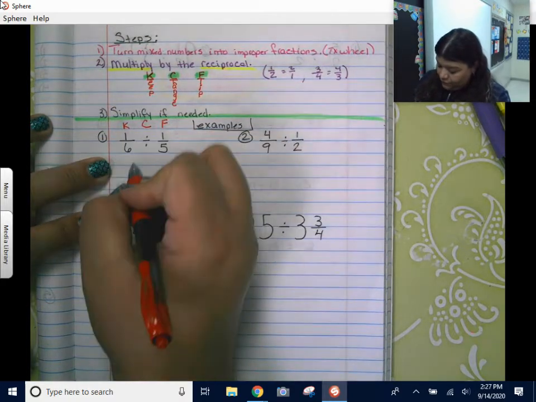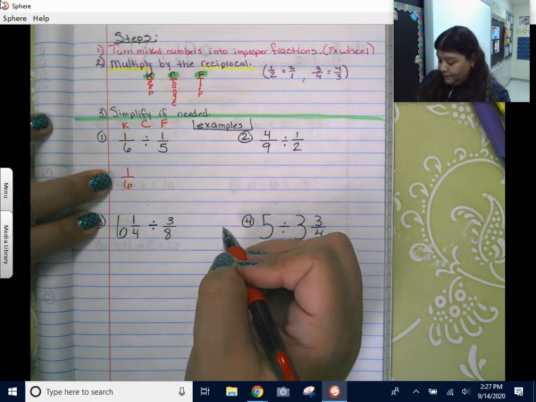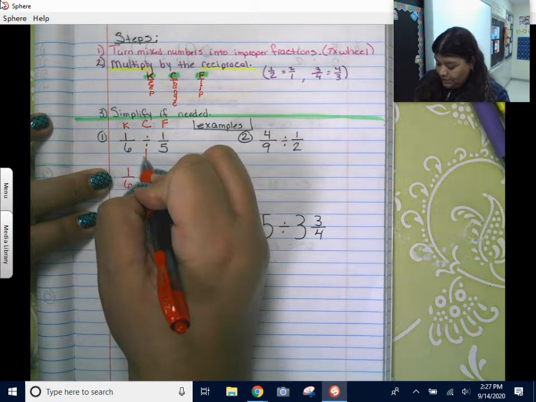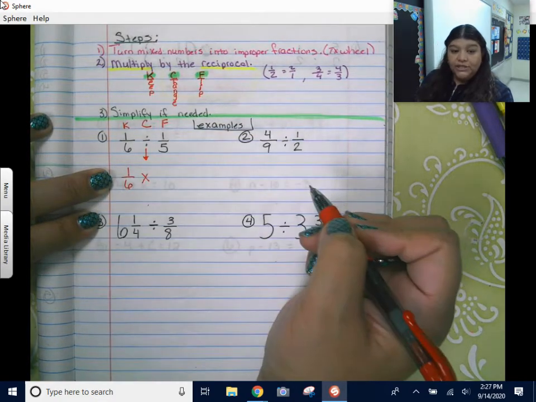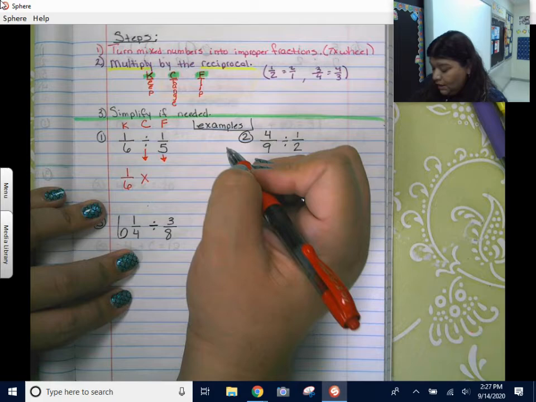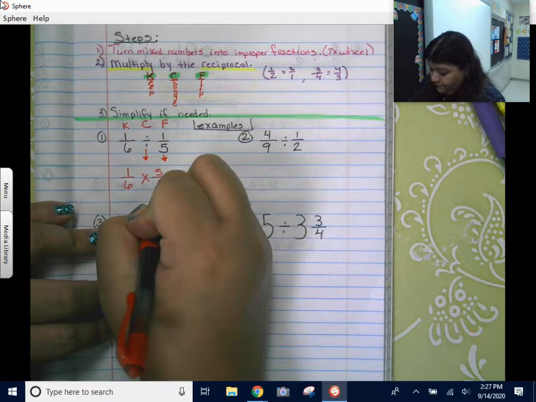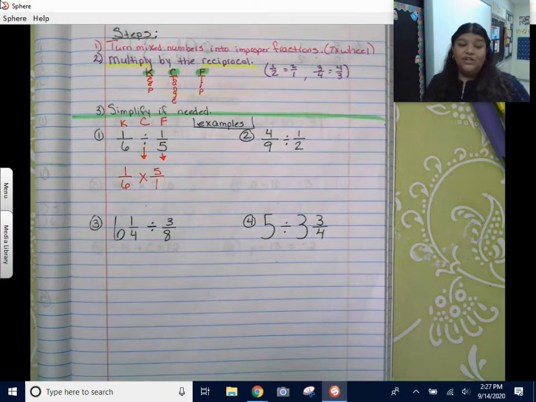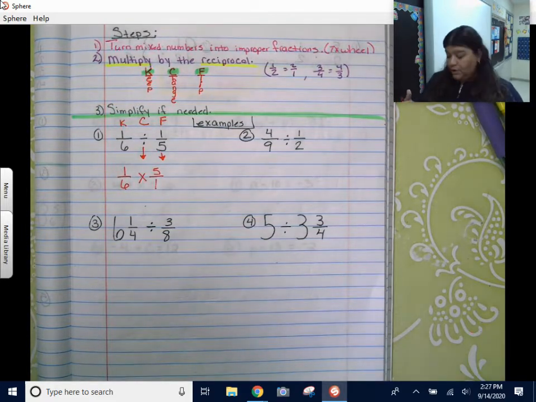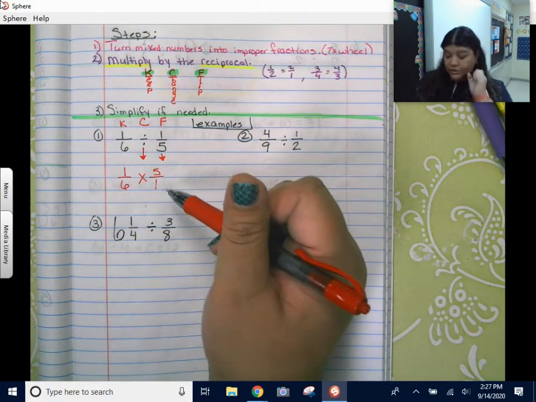So K stands for keep the first fraction alone. We're going to keep it, don't do anything to it. C, change. We're changing division into multiplication, okay? And the last one, the F, flip. We're going to flip 1/5. So the reciprocal of 1 over 5 is 5 over 1, okay? So you've just turned a division problem into a multiplication problem. Now, if I had negatives here, the negatives come down. I'm just changing the operation, okay?